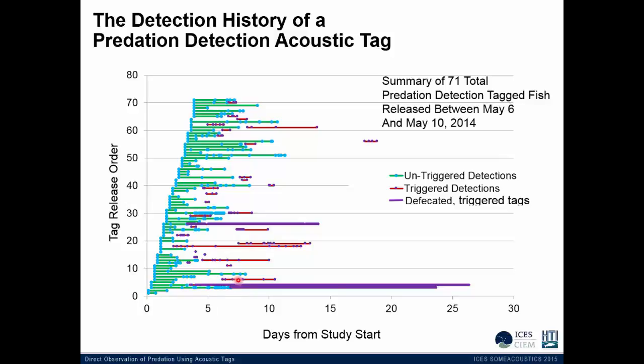However, in some cases, we do see that the fish were predated, and we continue to see the detections of those predated fish. In some cases, they were detected as predated, and then later the predator defecated the tags, and so the tags remained stationary. We continued to see those over a long period of time.